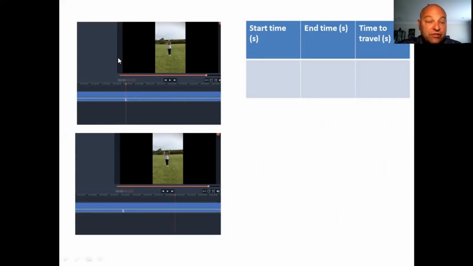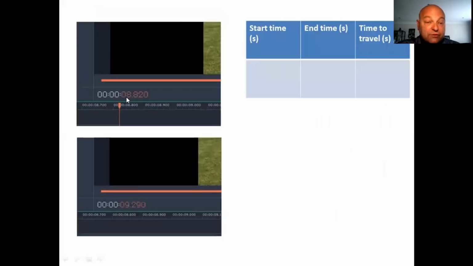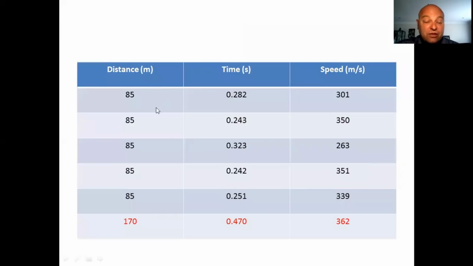So the first sound was heard at 8.820 seconds. The echo was heard at 9.290 seconds, and we can put those into our table. This time the delay was 0.470 seconds. We put that into the table we did a minute ago. Of course, the distance is not now 85, it's now 170. The time is 0.470.